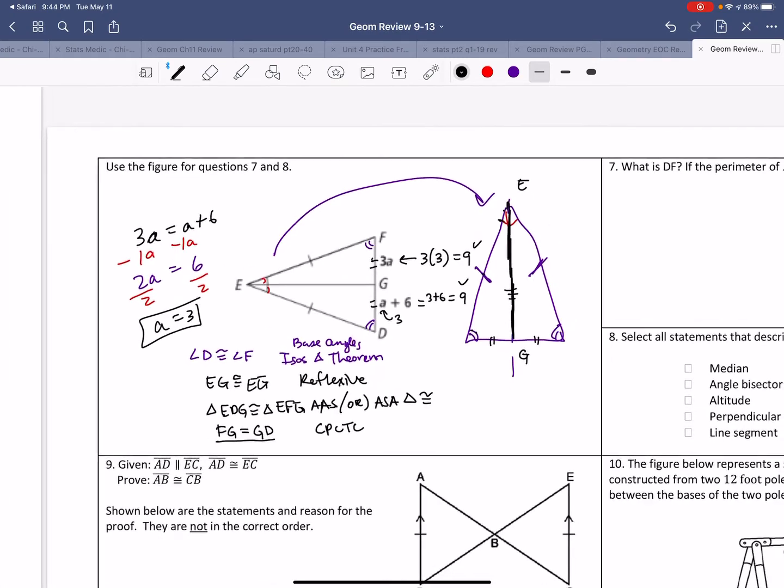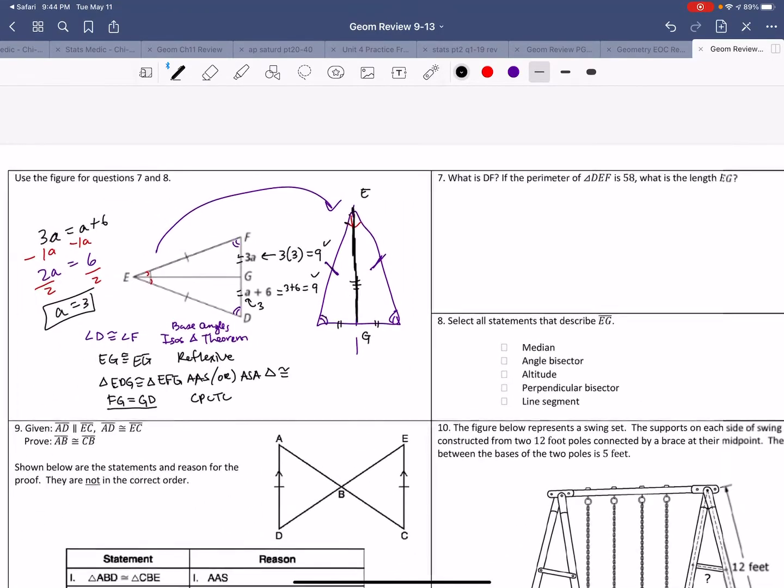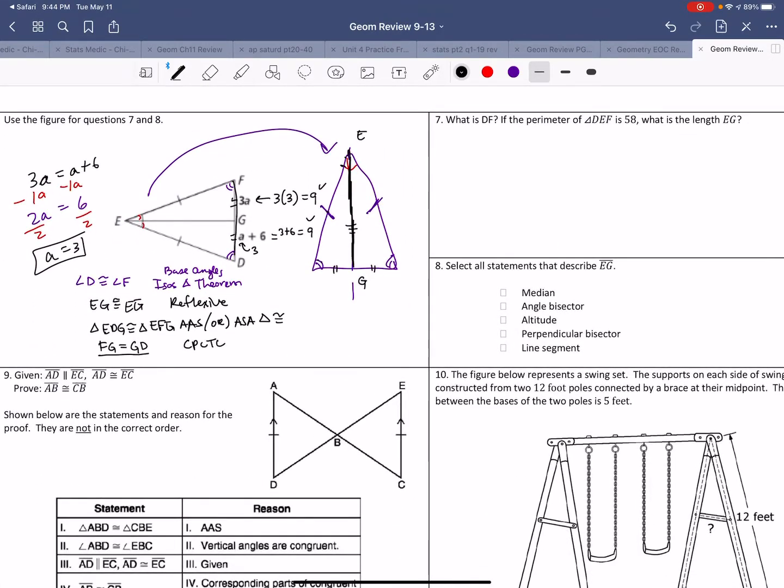So let's dive in. What were they wanting for 7? It says, what is DF? So that would be the whole thing. If this is 9 and this is 9, then DG plus GF would be the whole thing, DF. If this one's 9 and that one's 9, the whole thing DF would have to equal 18.